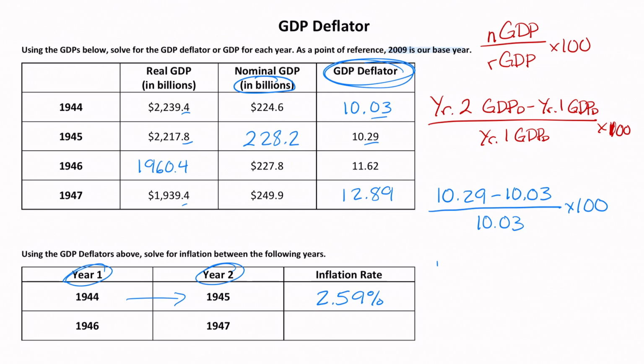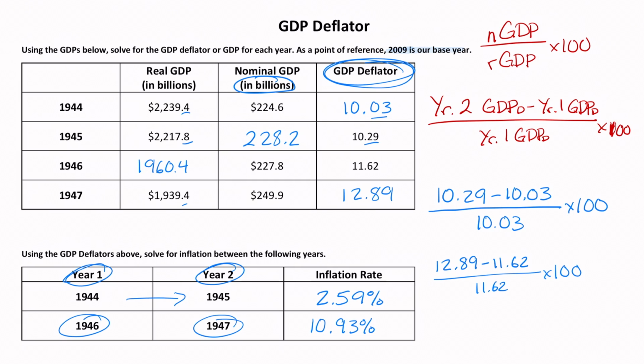Now let's look at 1946 to 1947. If we do that, we have 12.89 minus 11.62, right? Because 1947 is our year 2. It's the later of the 2 years. 1946 is the earlier of the 2 years. We divide that by 11.62 times 100, and we end up with a percentage of 10.93%. Prices rose 10.93% in a single year.